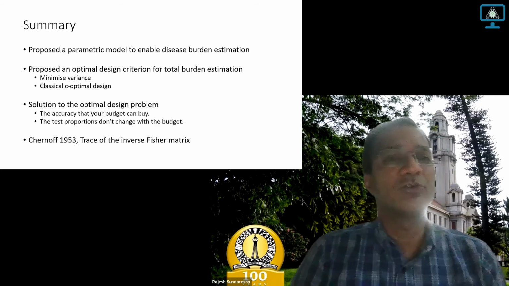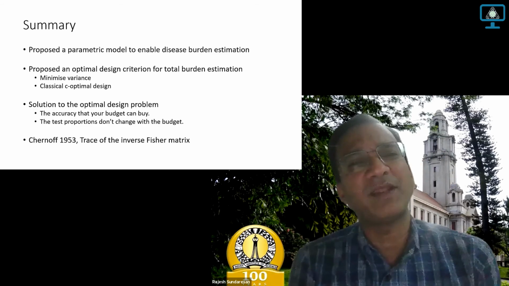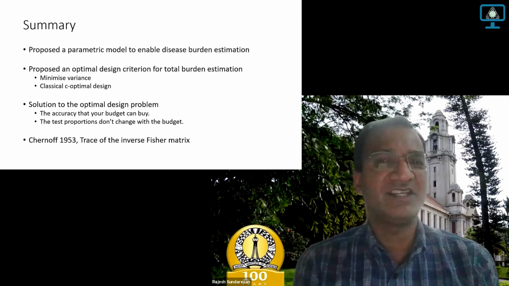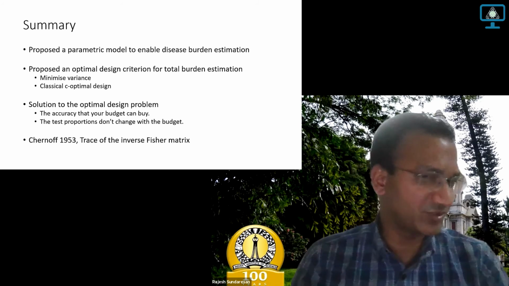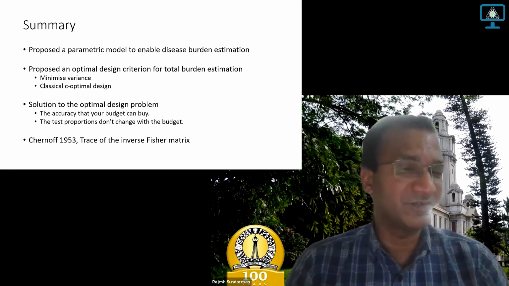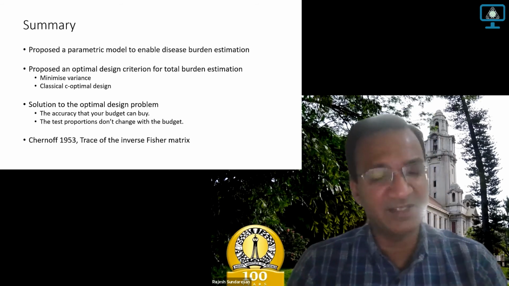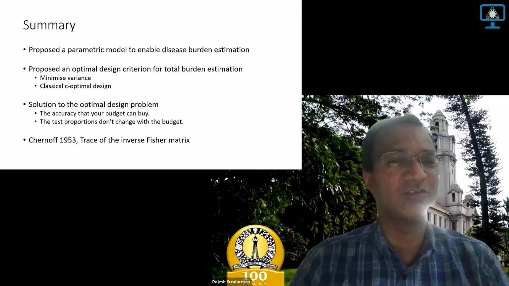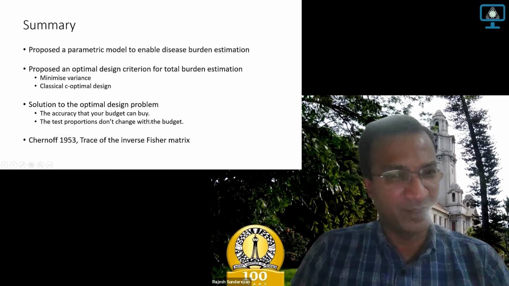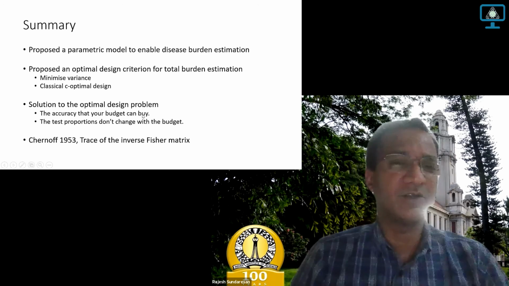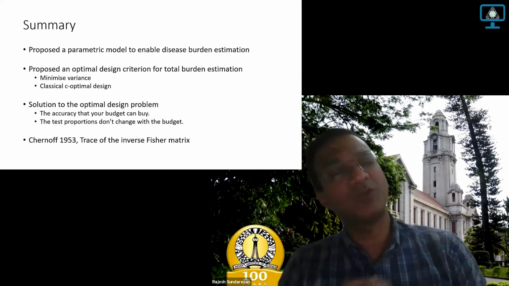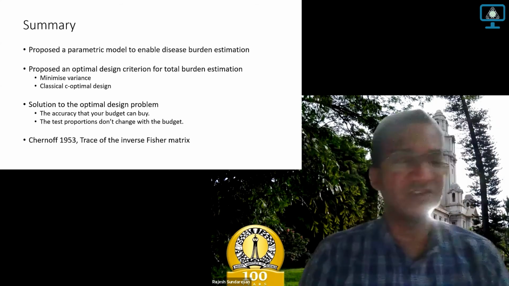So to summarize, what we did is we proposed a parametric model to enable disease burden estimation. We proposed an optimal design criterion for this total burden estimation. It was just minimization of the variance of the estimate. And we chose the classical C optimal design as our criterion, and then we solved this problem. Our solution told us what kind of accuracy your budget could buy. You could also look at the dual of this problem, where you look at what's the budget that you need for a given accuracy. So that can also be straightforwardly solved.